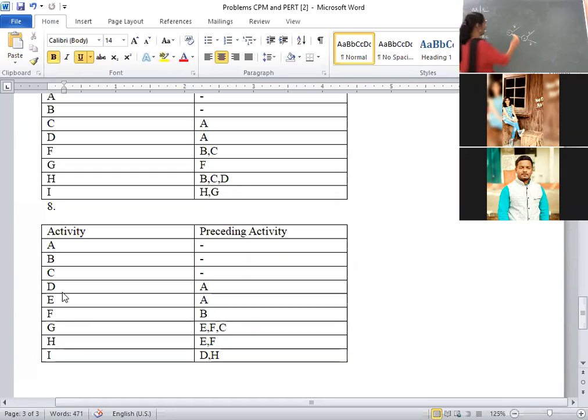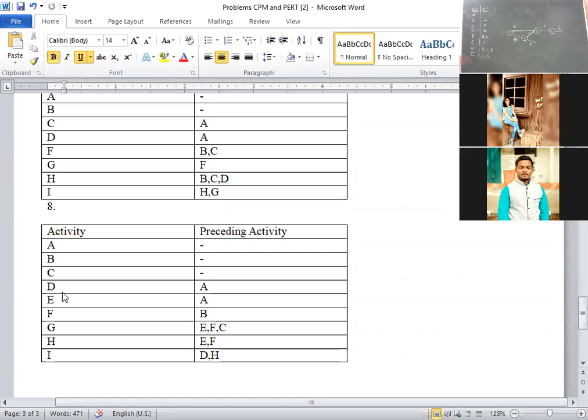Now, from this, B and C are completed, then F. That's why a straight line. I told you no curves are allowed. B and C are completed, then F. Here, if you observe carefully, F is completed, then G.